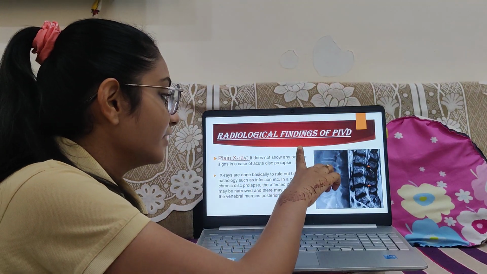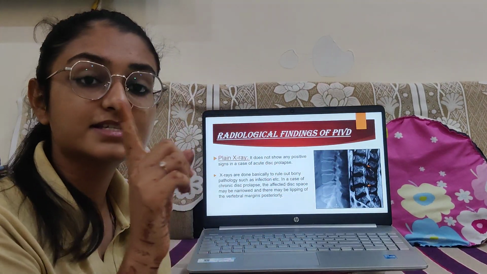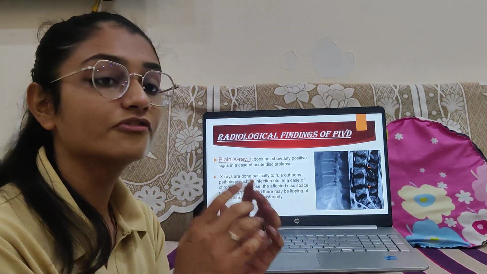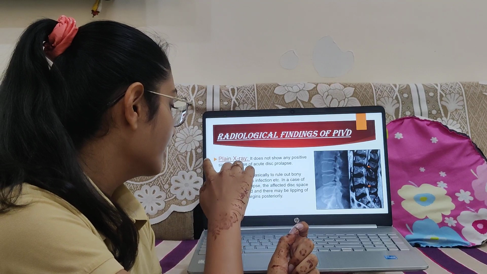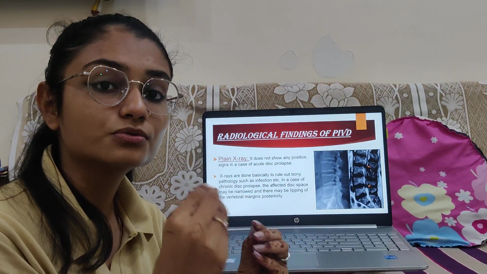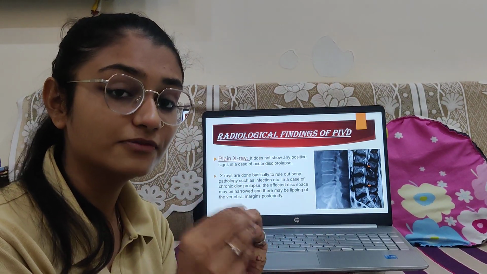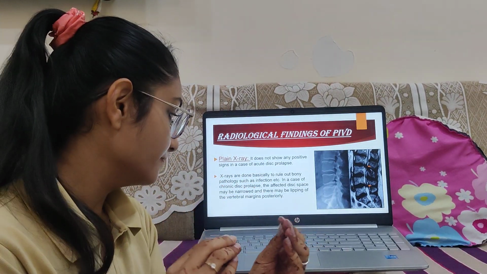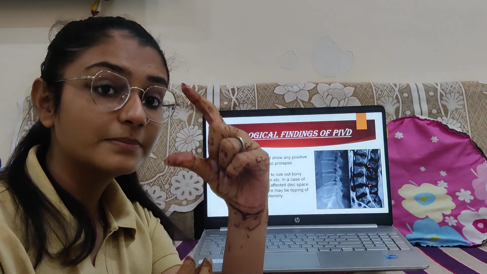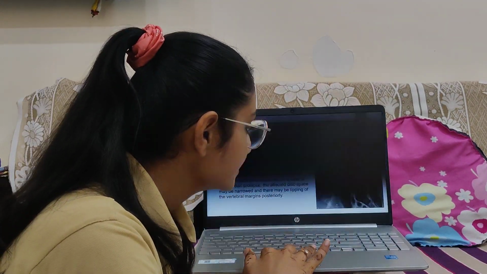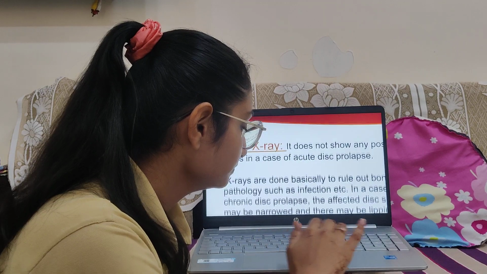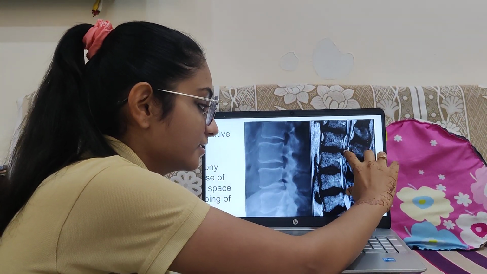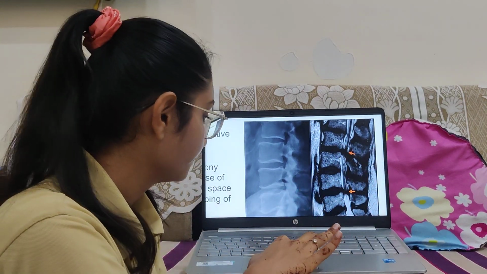Now, the radiological findings of PIVD. First is X-ray. It does not show any positive signs in case of acute prolapse. X-rays are done basically to rule out any infection in the spine. And in case of a chronic disc prolapse, the affected disc space may be narrowed. Here you can see the space is narrowed.